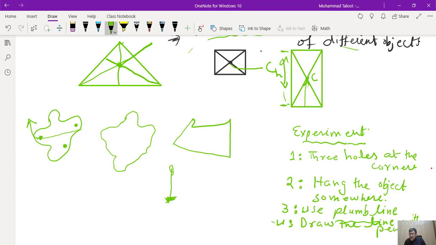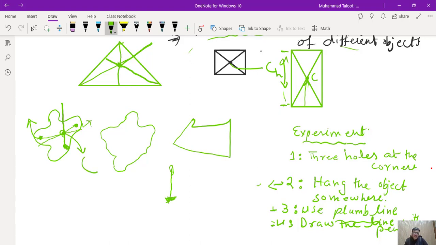Now the fifth step is to hang the object from this point, in which you have to repeat step number 2, but now the corner is going to be changed. Again place the plumb line and draw a line. After that, again repeat step number 2 for this corner, and then use a plumb line. Maybe it is crossing somewhere here. So somewhere here you will achieve the center of gravity.